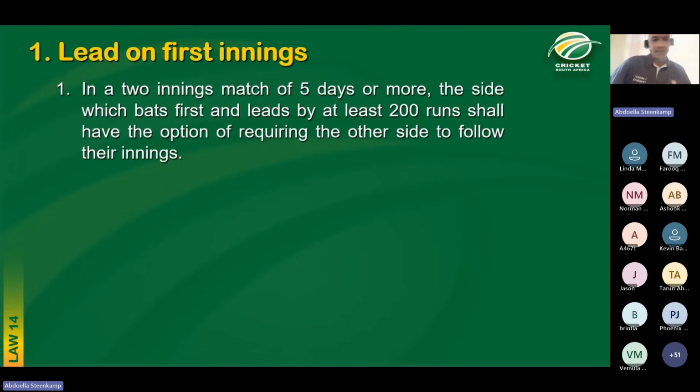In modern cricket, there's this concept of the follow-on. In Test match cricket, which spans over 5 days, the lead of the side which bats first needs to be at least 200 runs. If the lead is 200 runs, the captain has the option to ask the other side to follow on. The option is on the table. The captain does not have to exercise the option. The captain has the prerogative whether he or she wants the other side to follow on or not, if the lead in a 5-day Test match or more is at least 200 runs.